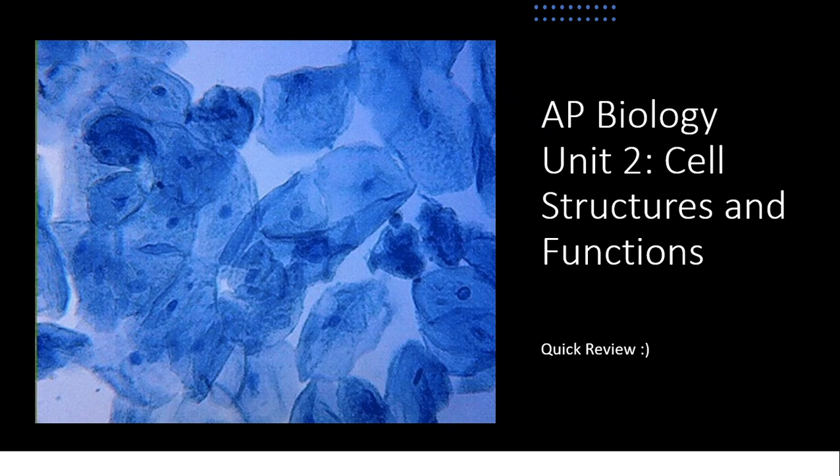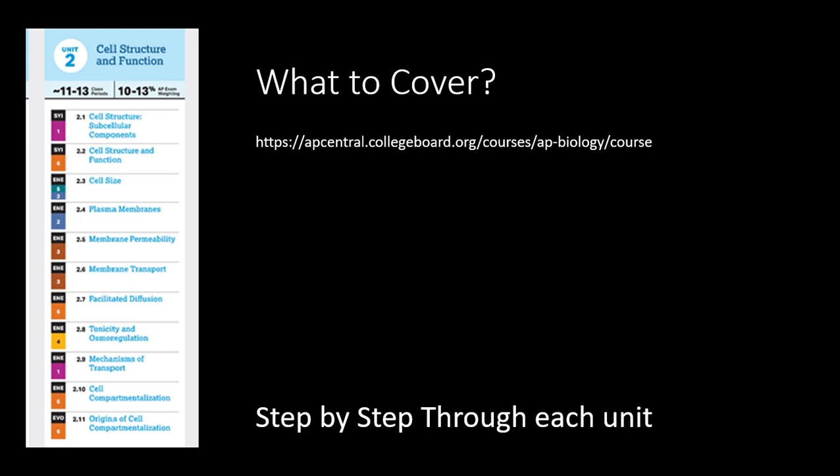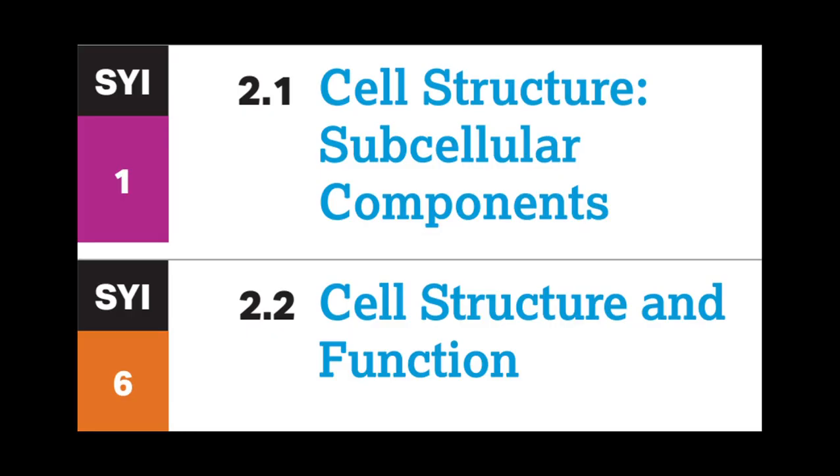Okay, so today we're going to go over AP Biology Unit 2, Cell Structures and Functions, the quick review. The way we're going to structure this video is that College Board has set up certain subunits for each unit, and we're just going to go through each and explain them. First one, I've decided to couple 2.1 and 2.2: cell structures, subcellular components, and function.